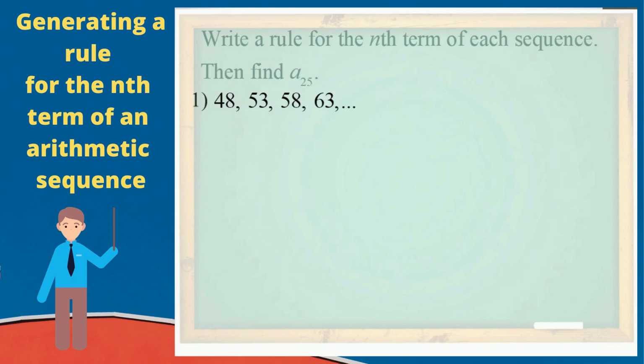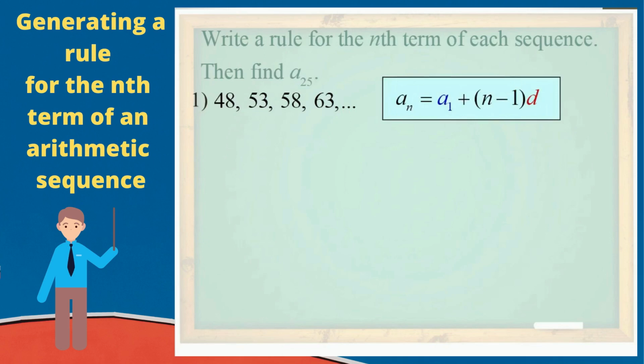Write a rule for the nth term of each sequence, then find a sub 25 or the 25th term. Number 1. We have 48, 53, 58, and 63. So we need first to write the rule for the nth term before we find a sub 25 or the 25th term. So a sub n is equal to a sub 1 plus the quantity of n minus 1 times d. So substitute the value of a sub 1 and the value of the common difference in order for us to write the rule for the nth term for this sequence.